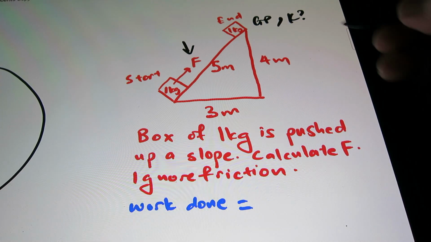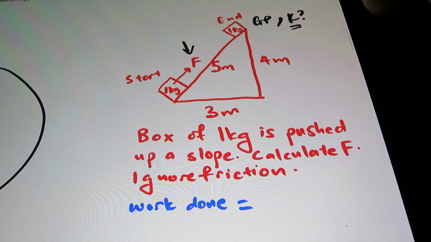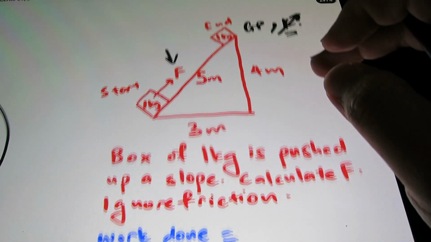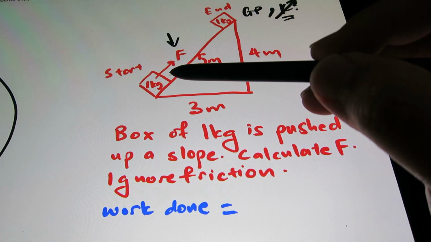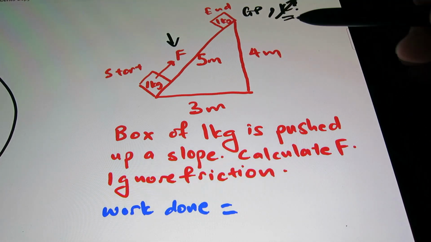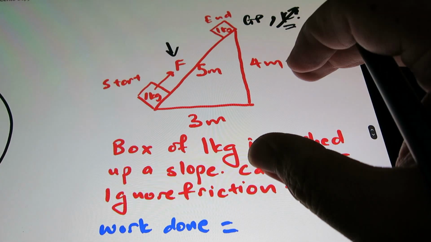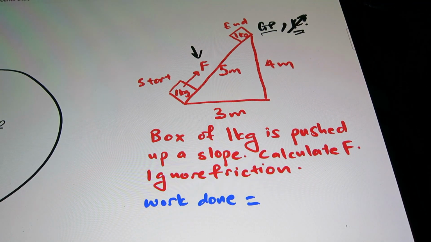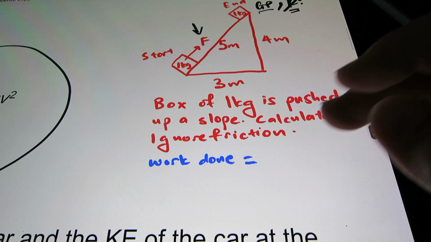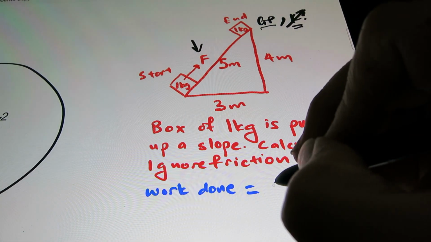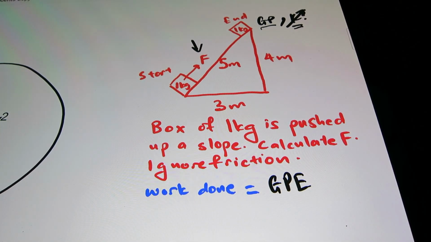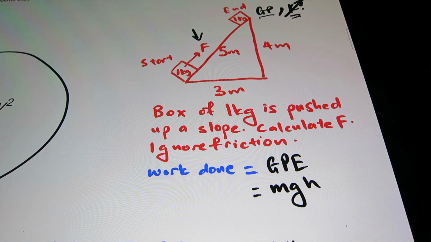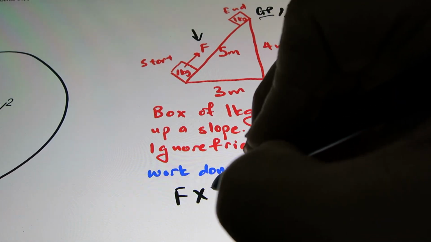Whenever they never mention anything about the speed, then it's easy. You just assume that they move slowly enough that there's no change to the kinetic energy. That means the box is moving so slowly that the kinetic energy hardly changes along the slope. So all the work done, or rather all the energy transferred, goes almost entirely into the gravitational potential store of the box. Now I can make this statement: work done is equal to the GPE of the box at the end. And I know how to calculate the GPE of the box at the end. It is just mgh. The work done is just force times distance.